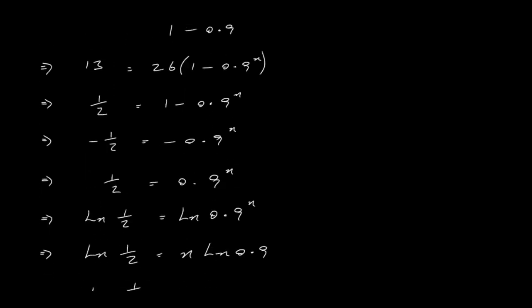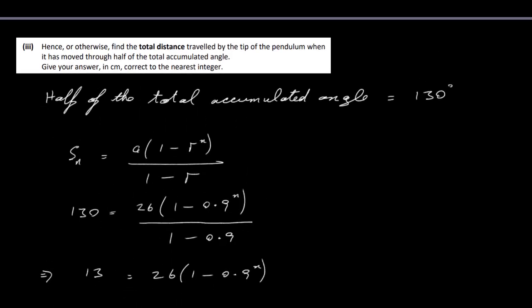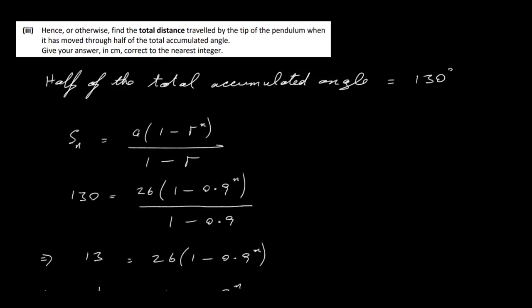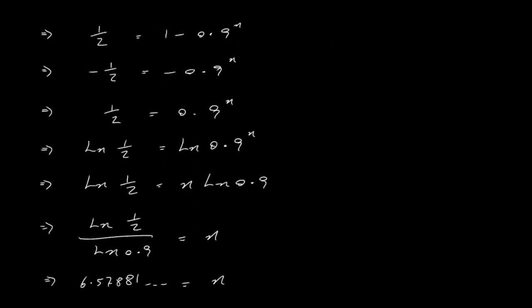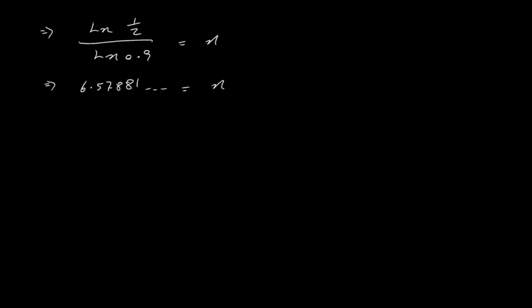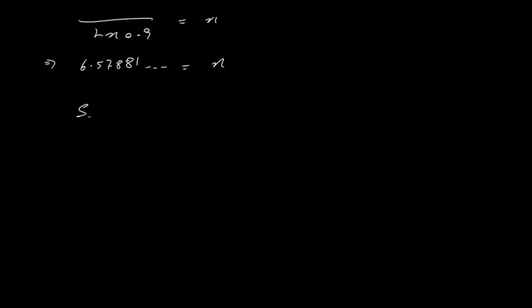So what we actually have to do with this n here is put that back into this formula again, because what we want to find is the total distance traveled. The total distance traveled. So let's do that down here. So what we're going to do is use Sn is equal to a times 1 minus r to the power of n divided by 1 minus r. Now our n is this number here, 6.57881. I'm going to use that.